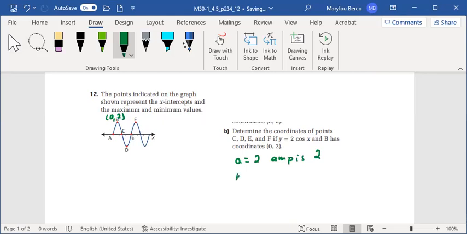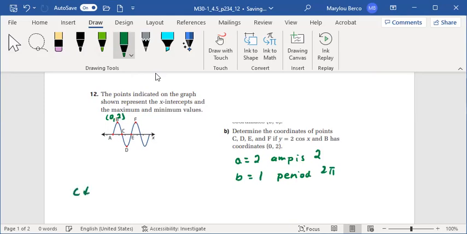B equals 1, so the period is 2 pi. Sorry, B is 1. So the period is 2 pi over 1, which is 2 pi. Okay.